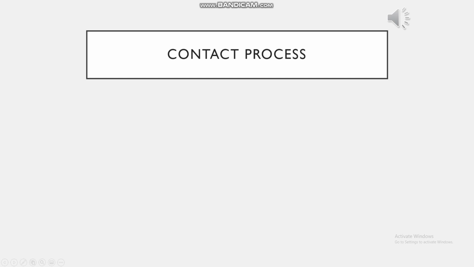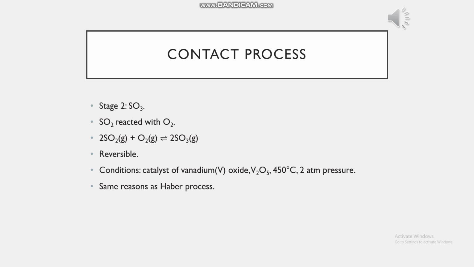During the second step, oxygen is reacted with the sulfur dioxide to produce sulfur trioxide. This reaction is reversible. Like the Haber process, it is carried out under a set of compromise conditions to maximize economic production. These conditions are as follows. A vanadium oxide catalyst is used at 450 degrees Celsius and 2 atmospheres of pressure.